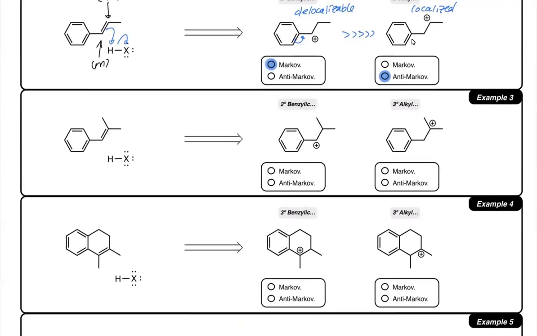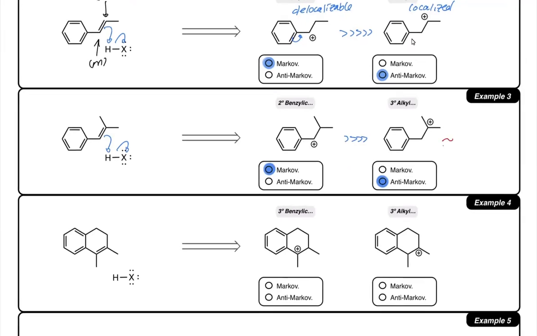Looking at the next example, we will electrophilically add our proton, and consider each carbon bearing a positive charge. We have secondary benzylic versus tertiary alkyl. The more stable carbocation is the secondary benzylic carbocation. That will be the Markovnikov, and the tertiary alkyl is the anti-Markovnikov.